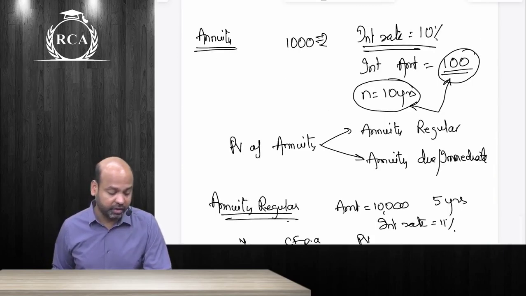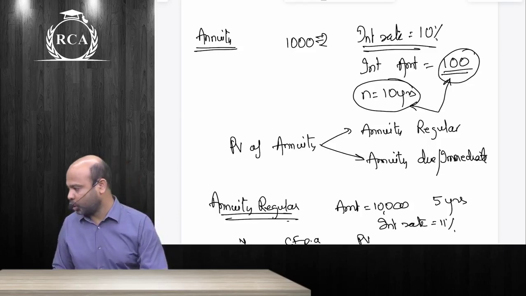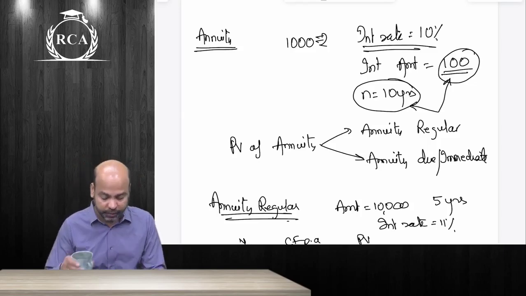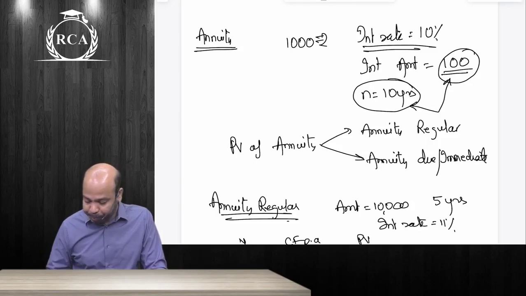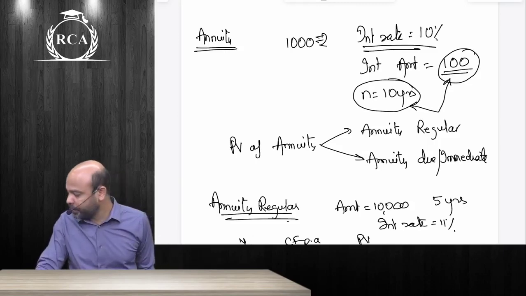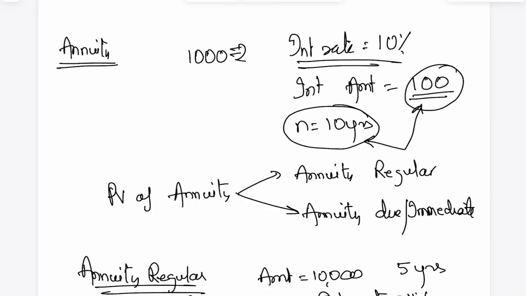Annuity is a series of cash flows where the cash flows remain constant.